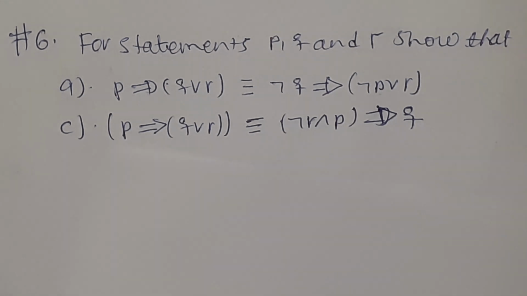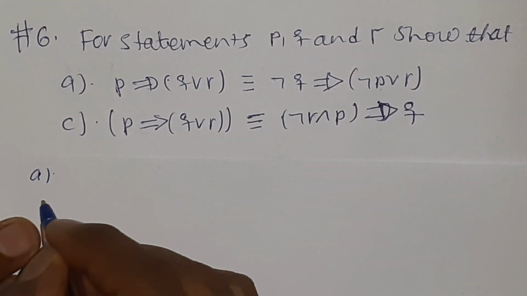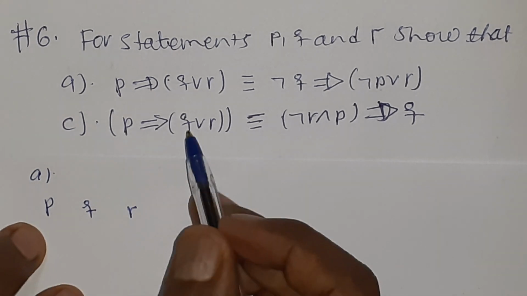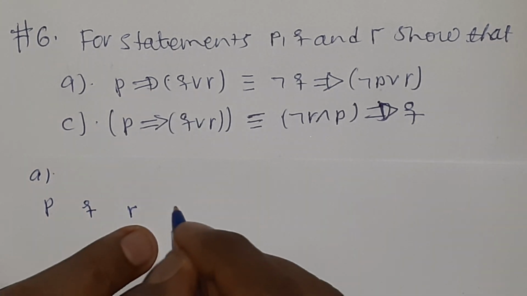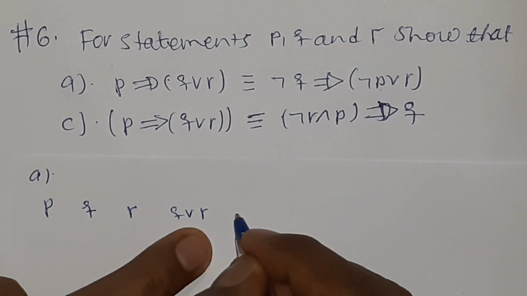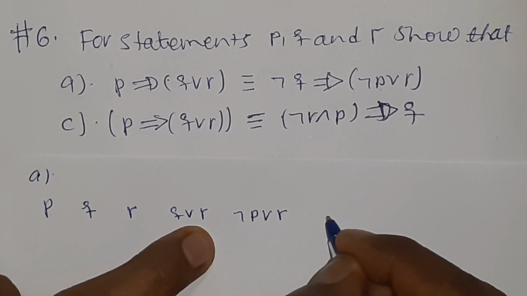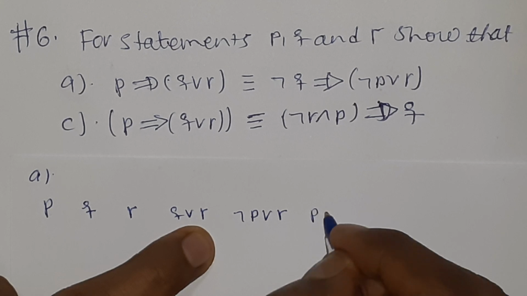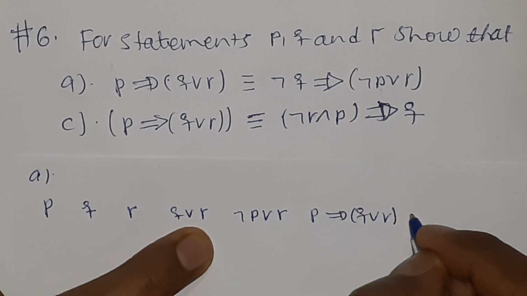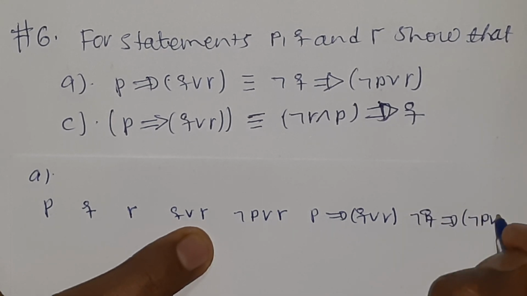Using the truth table, we have the component statements, for example P, Q, and R. The other columns will be Q or R, negation of P or R, and then the last ones will be P implies Q or R, and negation of Q implies negation of P or R.